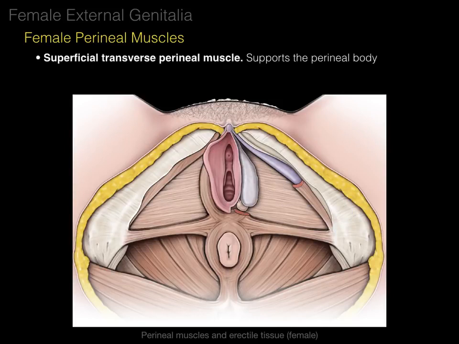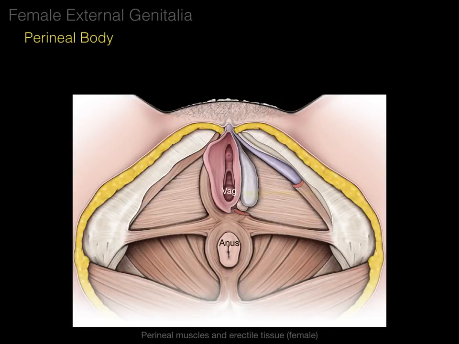We also have the superficial transverse perineal muscle. This muscle supports the perineal body. So there's that superficial transverse, because of course it's in the transverse plane, perineal muscle. And there's our perineal body. For my students especially, if you can just know you can identify it, it's a good landmark. That's the main thing I need you to know.